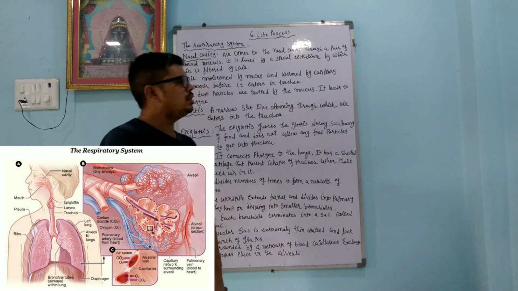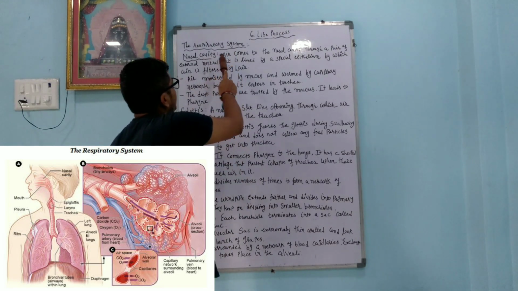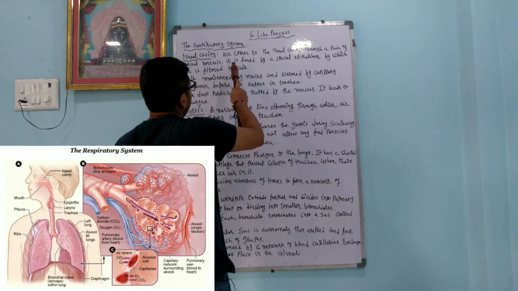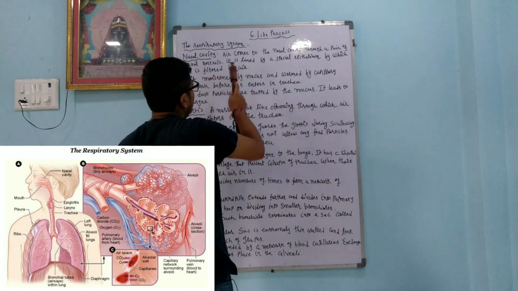Okay, so we will learn one by one. The respiratory system, nasal cavity. Air comes to the nasal cavity through a pair of external nostrils. It is lined by a special epithelium by which air is filtered by hair.